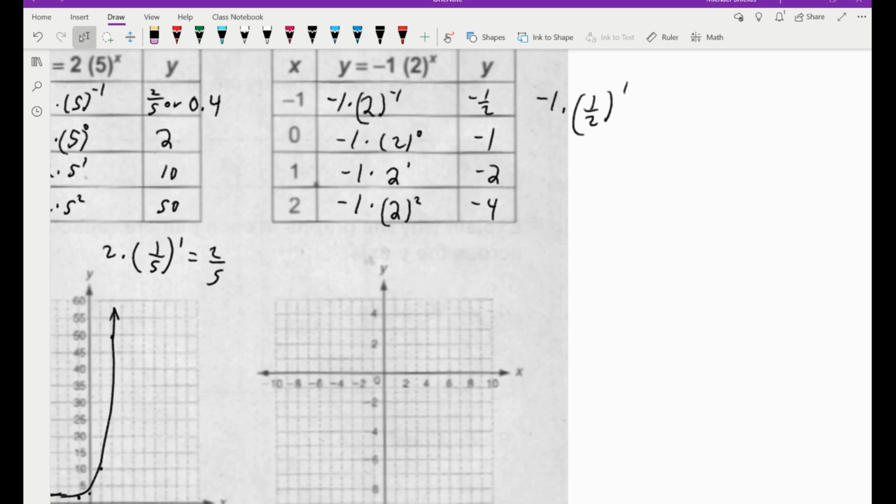Now let's plot these points. Minus 1, minus 1/2. It's about right there. 0, minus 1. And then 1, negative 2. And 2, negative 4. And of course, this line just keeps approaching the x-axis on the left, and it's getting more negative as we go to the right.